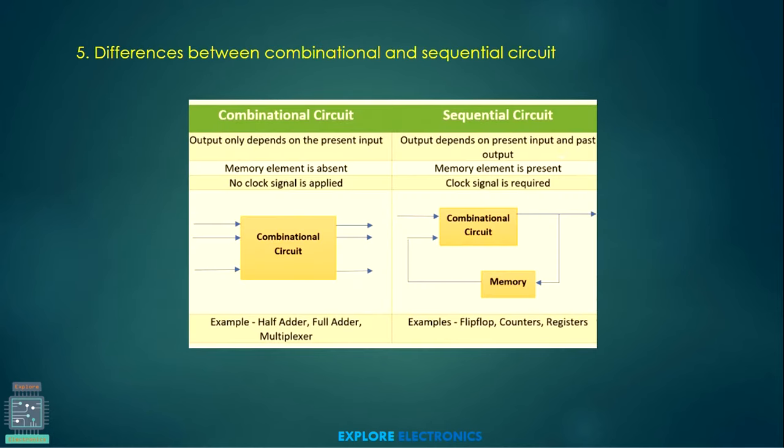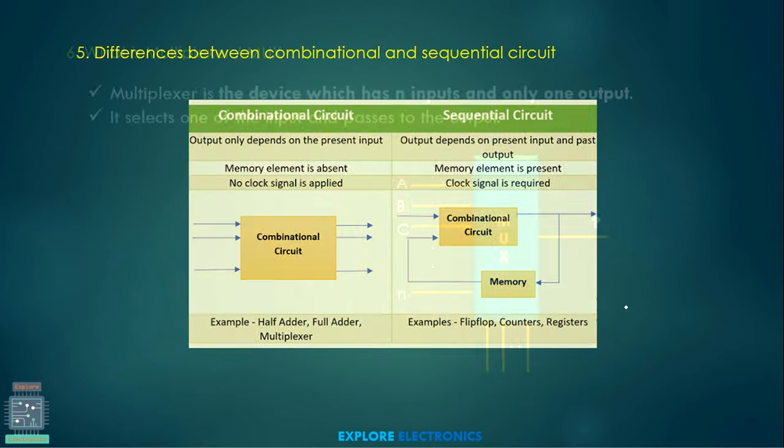Then, the differences between combinational and sequential circuits. If you know the difference between them, you can answer the previous two questions also. Here output depends only on the present inputs, that is a combinational circuit. Output depends on the present input as well as the past output, that is a sequential circuit. In a combinational circuit there is no concept of memory. Here there is a memory element present because of the feedback. Here no clock is required. Here a clock is a must. Examples are half adder, full adder and multiplexer, as I said. And here the examples are flip-flops, counters and registers, which operate with a clock signal.